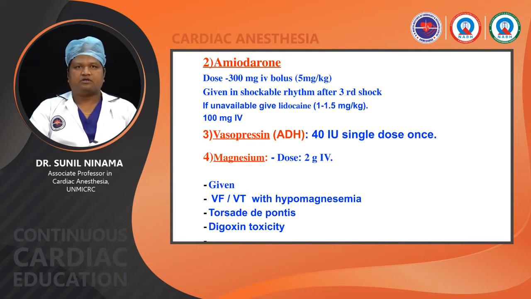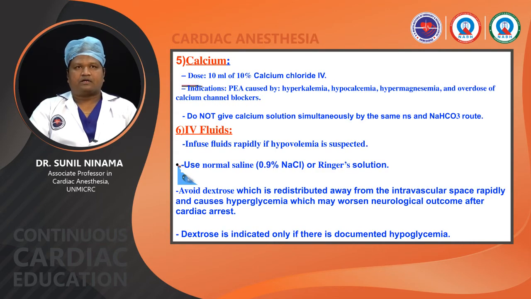Magnesium you can use in a dose of 2 gram IV in a case of ventricular fibrillation or ventricular tachycardia which is not reversed with amiodarone or shock, then you can use these things. And calcium again, 10% calcium chloride, 10 ml, you can use in case of pulseless electrical activity which is caused by hyperkalemia, hypocalcemia, hypermagnesemia.